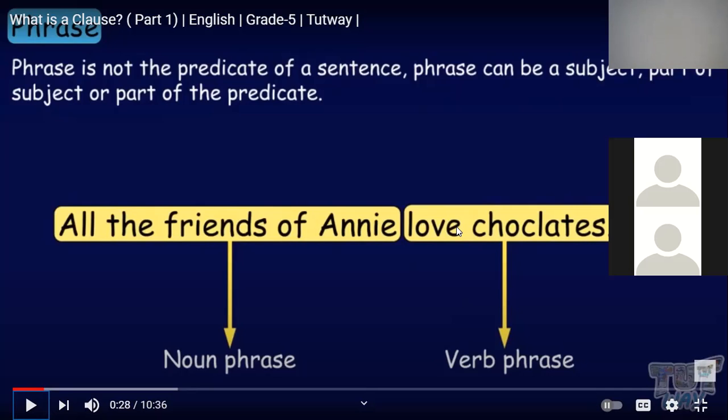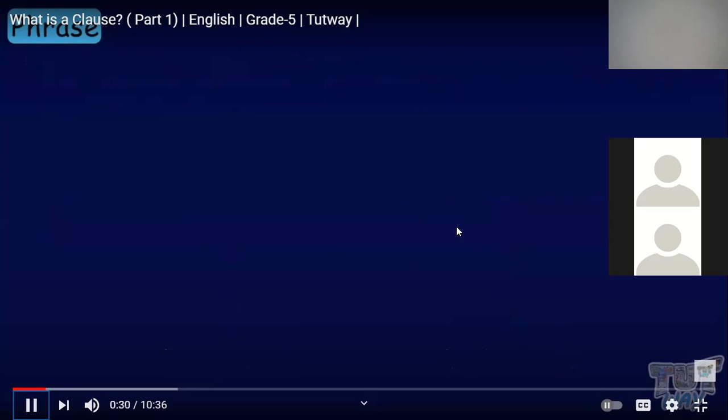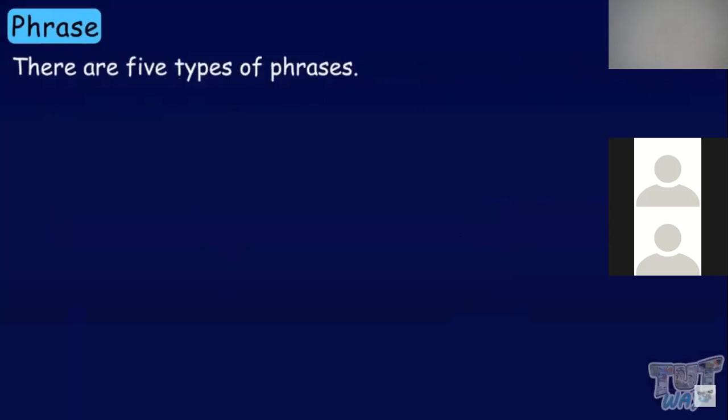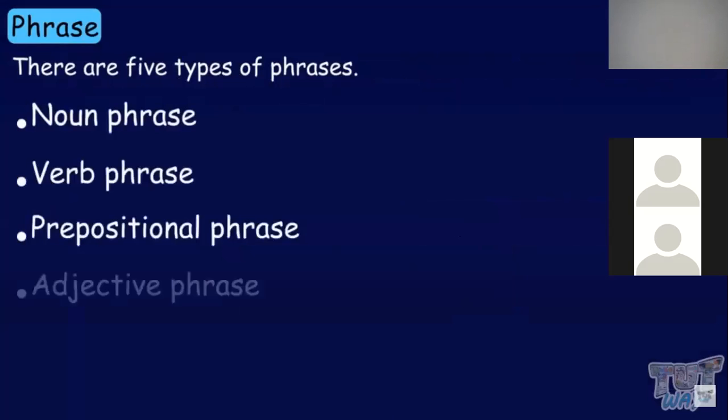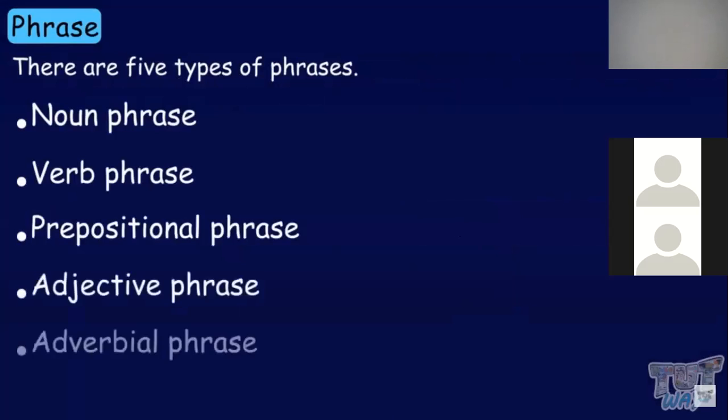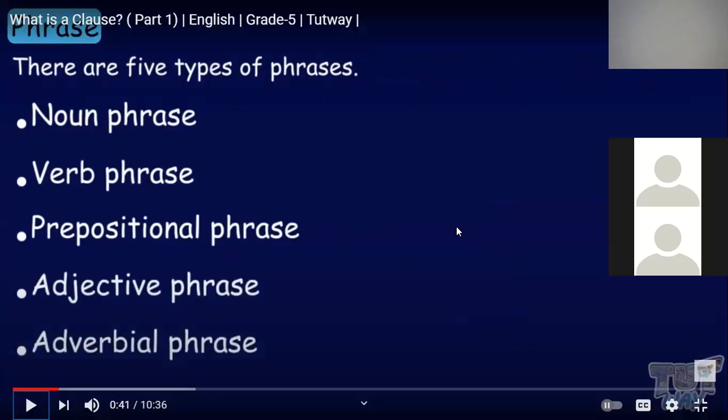A phrase is not just the verb of the sentence; it's a part of the sentence, part of the subject or part of the predicate. Okay, let's go ahead. There are 5 types of phrases: noun phrase, verb phrase, prepositional phrase, adjective phrase, and adverbial phrase. Noun phrase, as you see. Verb phrase, as you see too.